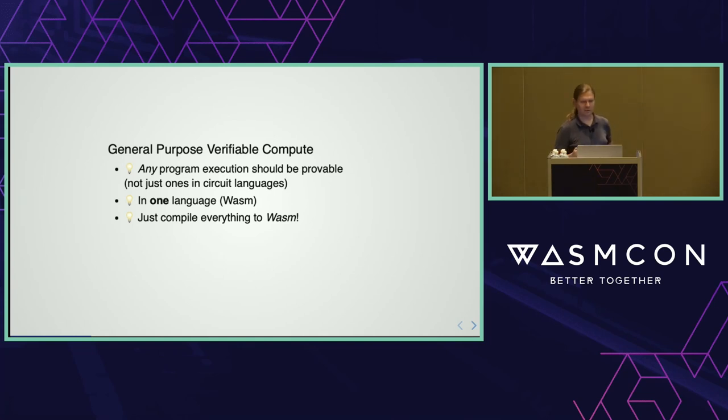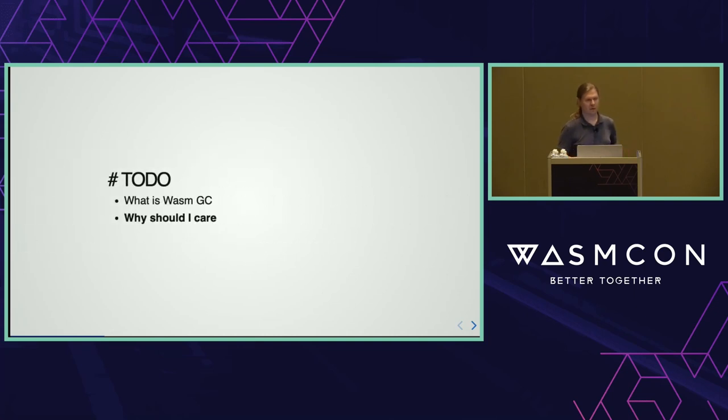What I'd ideally love to have is general purpose verifiable compute, where any program execution could be provable, not just ones defined in a circuit language. That would be ideally in one language, admittedly a low level one, Wasm, as we're here at WasmCon, and just have everything compiled to Wasm, right? Well, there's a little problem: most languages require garbage collection. We'll see this leans nicely into our to-do item, why should I care?